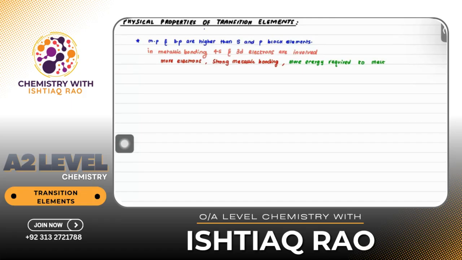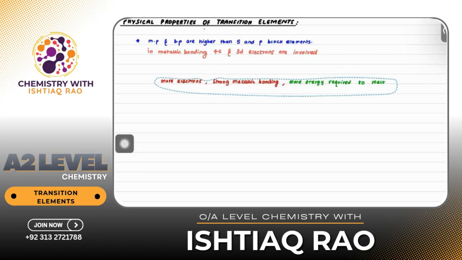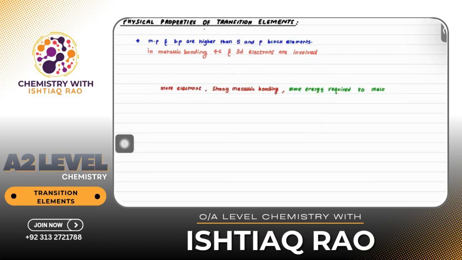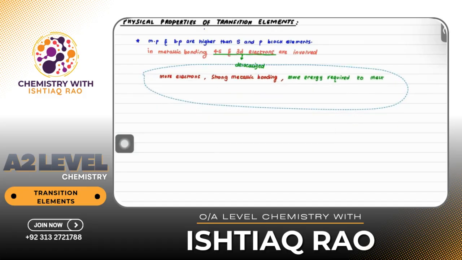You know why? Because also you can say that 4s and 3d electrons are delocalized. I'm supposed to write this so that you can understand in a better way. Delocalized means they are moving. When they are moving, there would be a very strong electrostatic force of attraction between the cation and a sea of delocalized electrons. So that's why the melting and boiling points of the transition elements are higher.